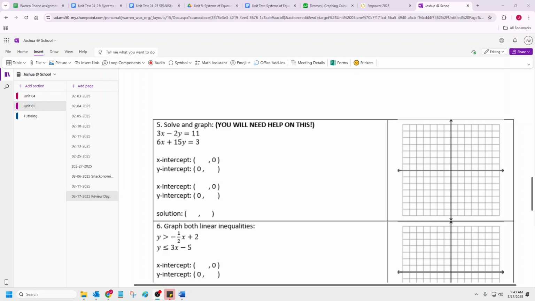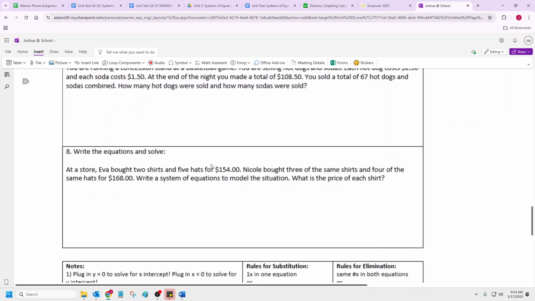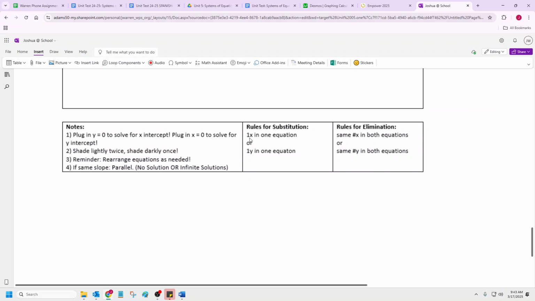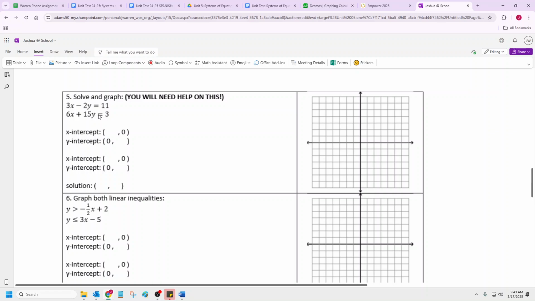All right, integrated one. I'm going to go ahead and help you on number 5 on the review. This is one that requires an extra step in order to solve. You'll notice at the bottom I have notes that say rules for substitution: 1x or 1y. The other rules for elimination are the same number x in both equations or the same number y in both equations. Number 5 is an exception to the rule.